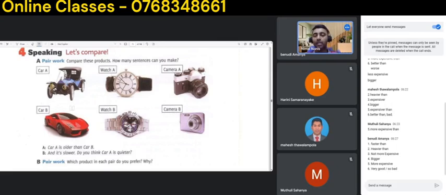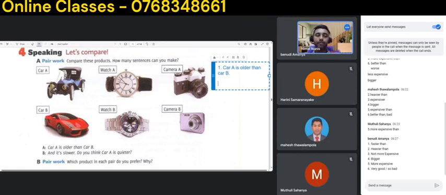Okay, so let's look at the first one, car A and car B. If we are comparing, I can say car A is older than car B. That's one sentence. That's one comparison.